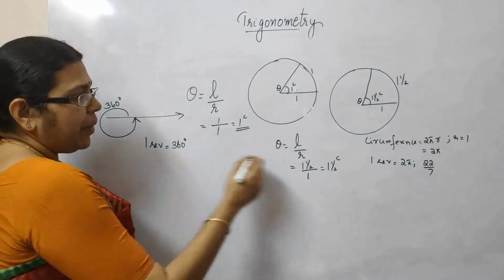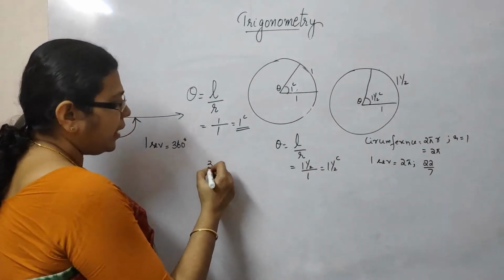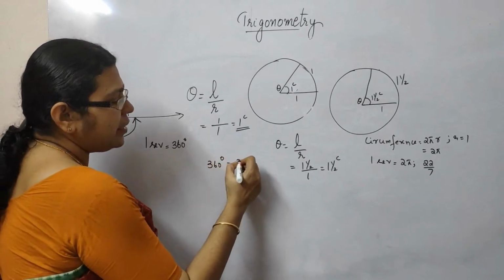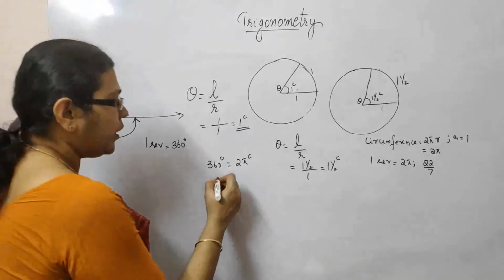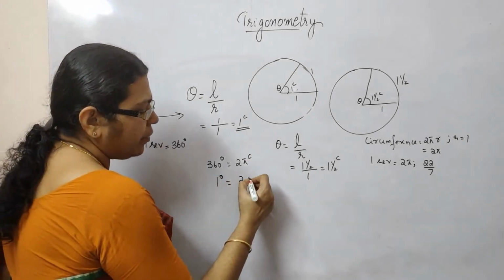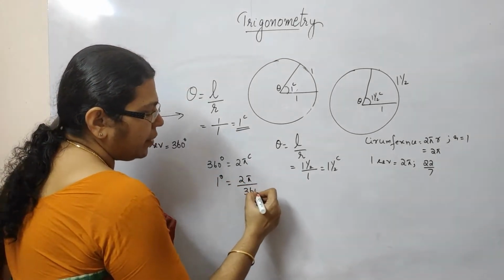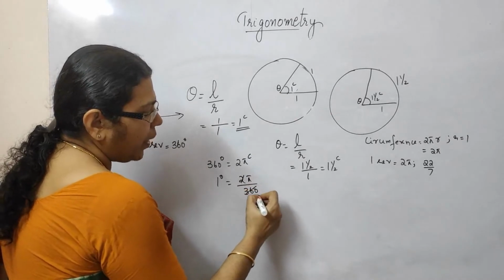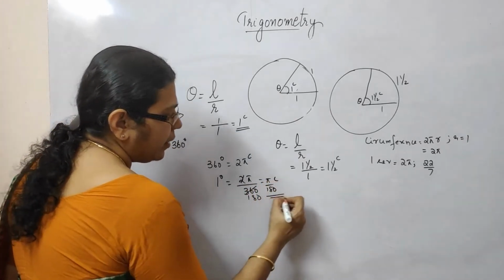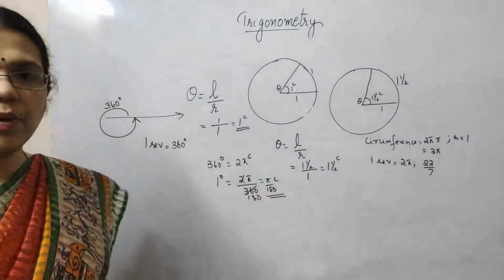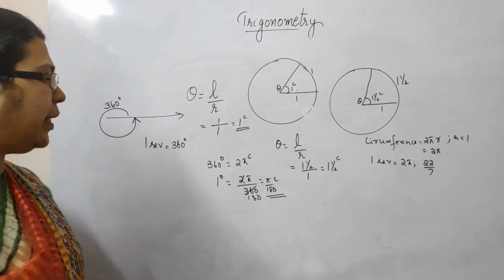Now, comparing these two equations, I can say that 360 degrees is equal to 2 pi radians. Right? 2 pi radians. So, what is 1 degree? 1 degree is equal to 2 pi by 360, that is pi by 180 radian. So, 1 degree is equal to pi by 180 radian.